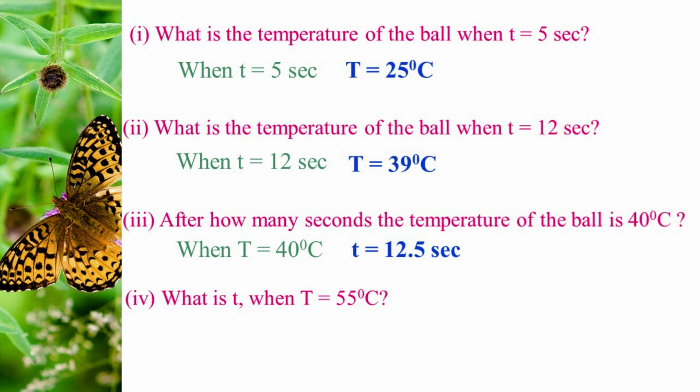What is t when temperature is 55 degrees Celsius? When temperature is 55 degrees Celsius, then time is 20 seconds.